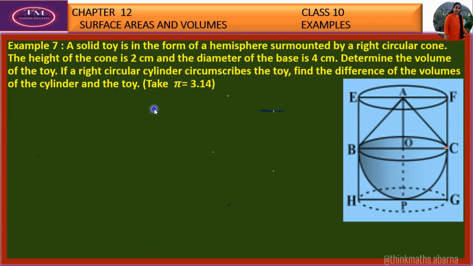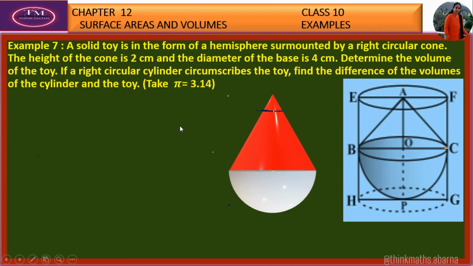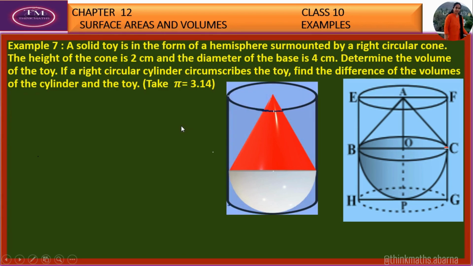So what is given here? A toy is formed. How the toy is formed? The form of a hemisphere. So a hemisphere is there and it is surmounted by a right circular cone. That is, on top of the hemisphere a cone is placed. So on top of the hemisphere a cone is placed, and this is surmounted by a cylinder. Okay, so this is the actual shape.